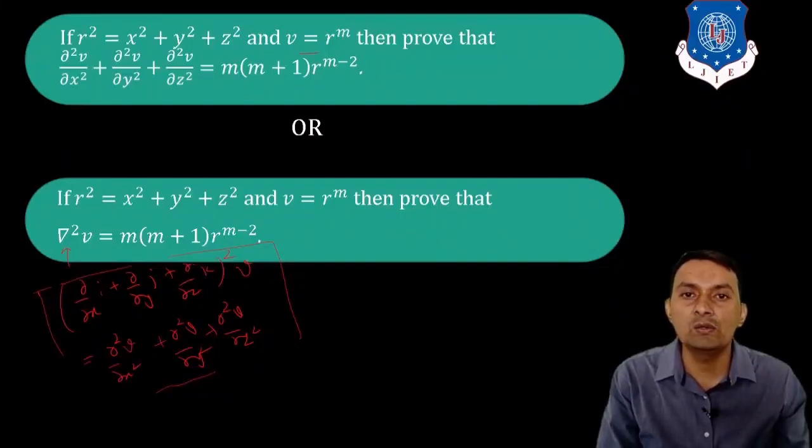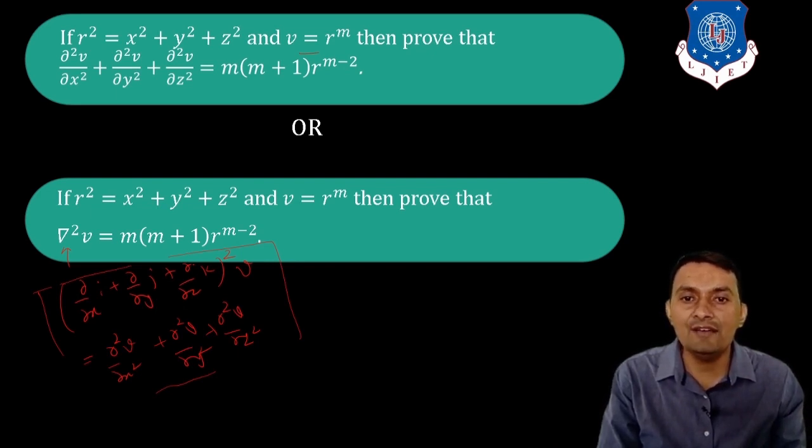If r square is equal to x square plus y square plus z square and v is equal to r raised to m, then prove that del square v divided by del x square plus del square v divided by del y square plus del square v divided by del z square is equal to m times (m plus 1) into r raised to m minus 2. This question can be asked in another way.